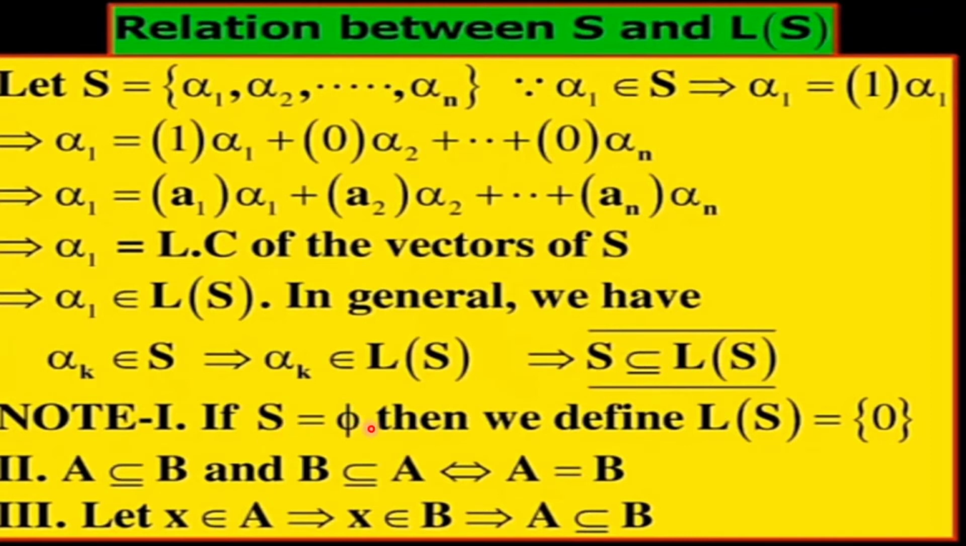Now, if S is empty, then we define the linear span of S as the singleton {0}. If A is a subset of B and B is a subset of A, then A equals B. Whenever x is an element of A and x is an element of B, that is, every element of A is an element of B, then A is a subset of B.